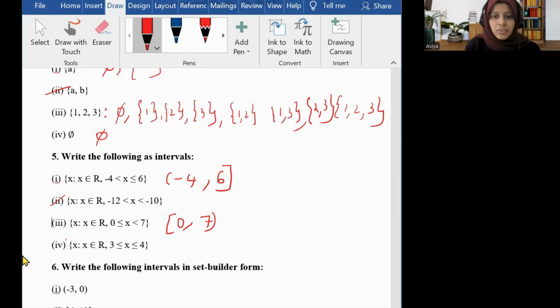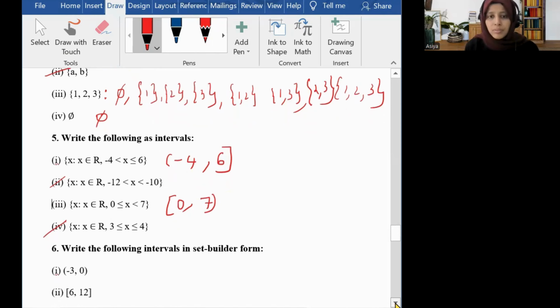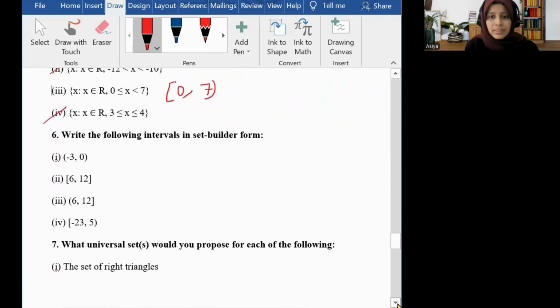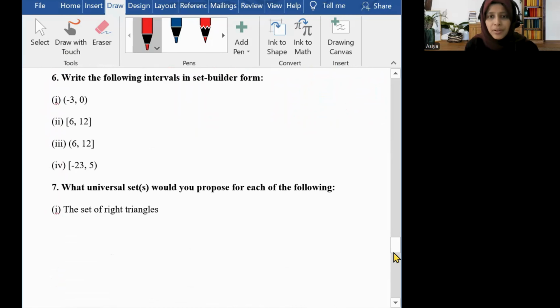Now, I think again, you can do the fourth one. Fourth one will be given as homework. Now, moving on to the sixth bit. Oh, we do have seventh bit as well. So let's do our sixth bit. Write the following intervals in set builder form. I think we can do that. Yes, so let's get started.